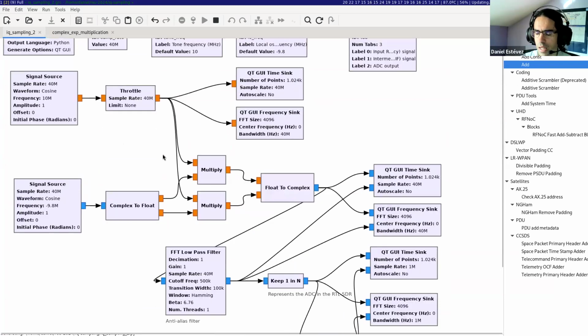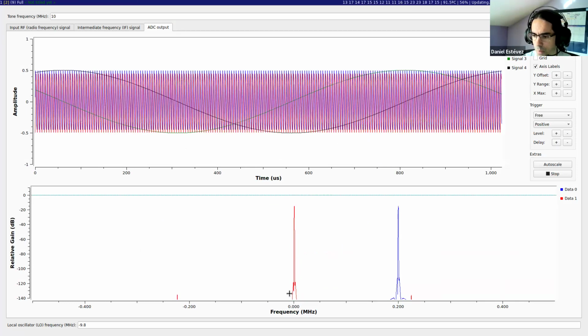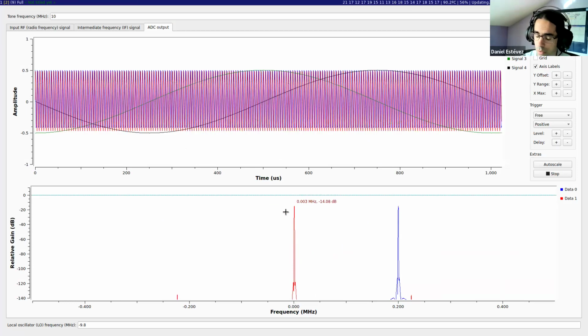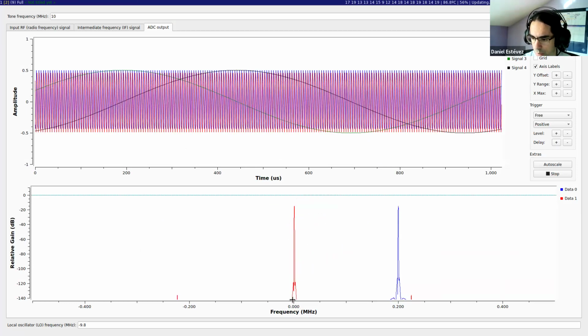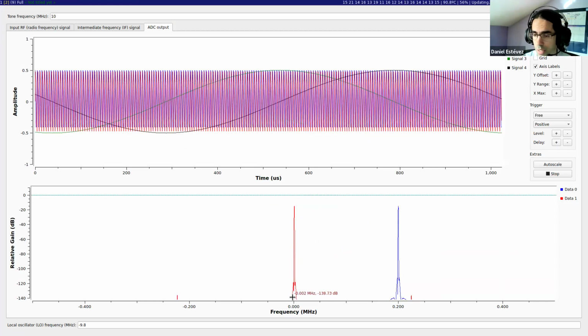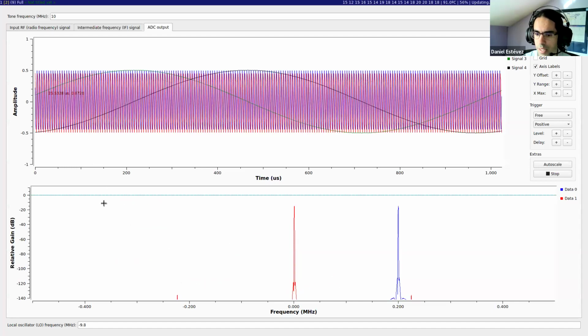Relating this back to the physical world, basically what this means is that the center frequency we have here, which is 0 megahertz, actually corresponds to the physical frequency 9.8 megahertz.